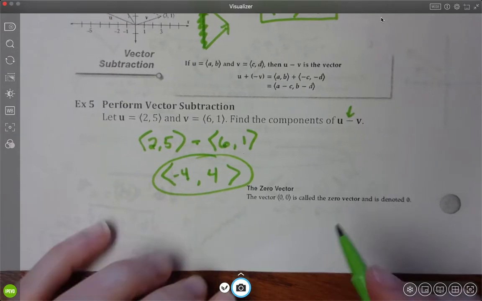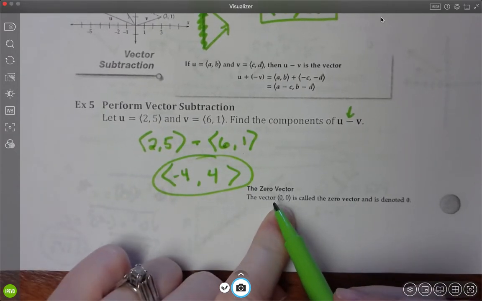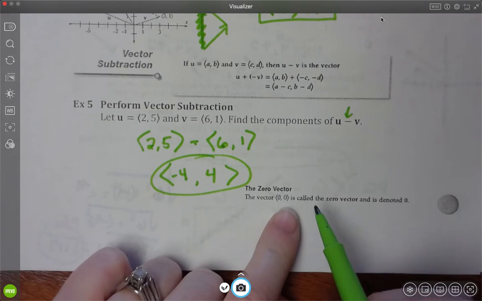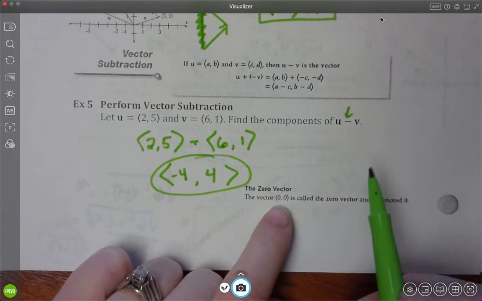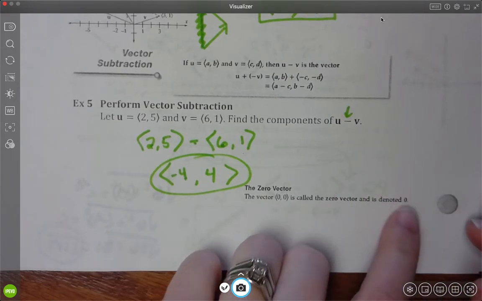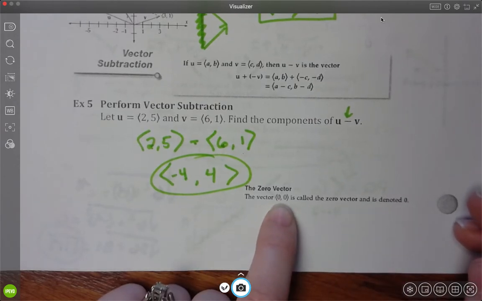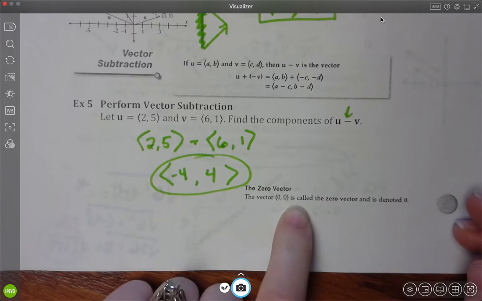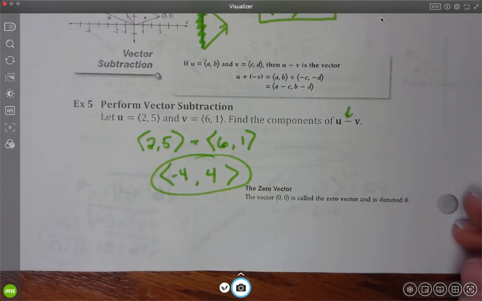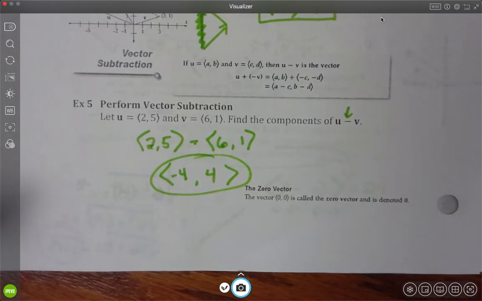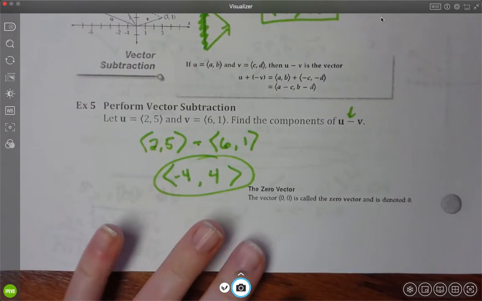I also put a little note down here that the 0 vector is the vector 0, 0, which is denoted as 0. This is basically saying that we're not changing him. He's not going to the right or to the left, and he's not going up or down at all. That 0 vector is like no wind at all, basically. And they call that the 0 vector.